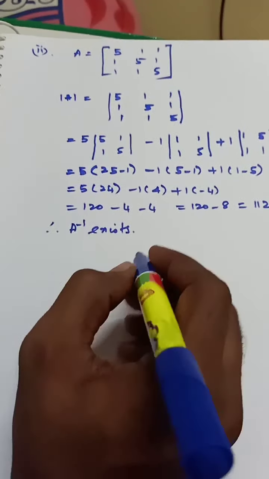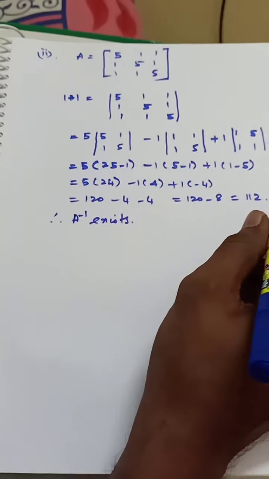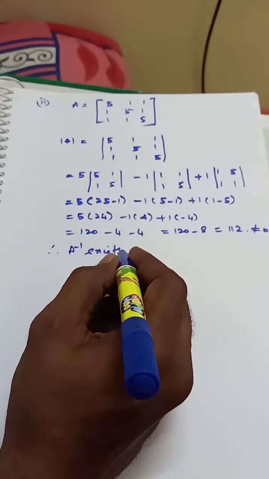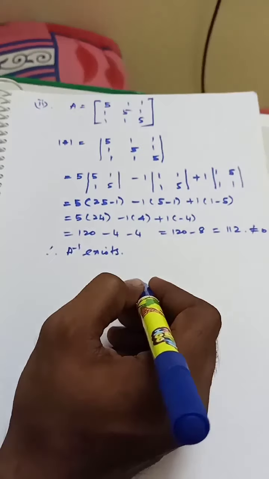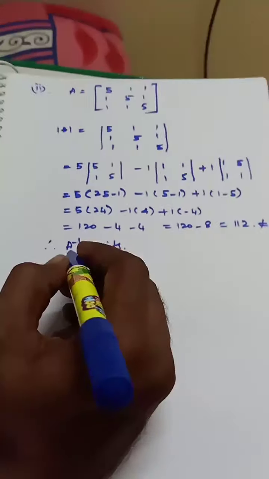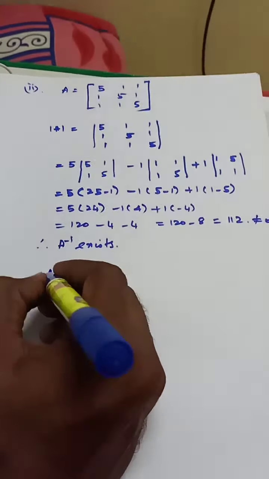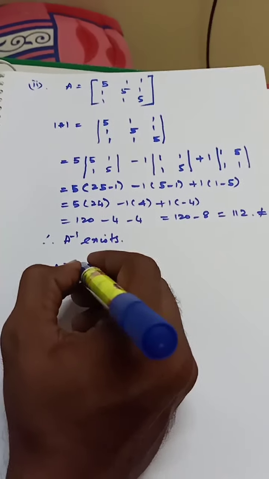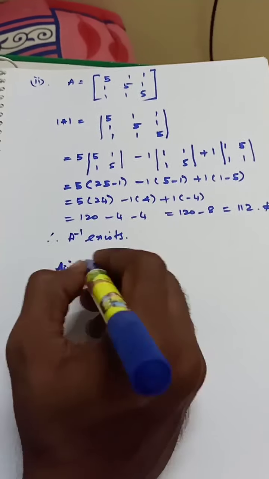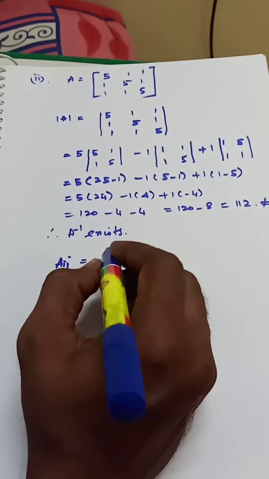So for all the questions, we need the determinant first. Suppose the determinant equals 0, it means A inverse does not exist. You need not go for the adjoint. But here it is not equal to 0, so A inverse exists. We have to find the cofactor matrix, where Aij is found out by the minor.